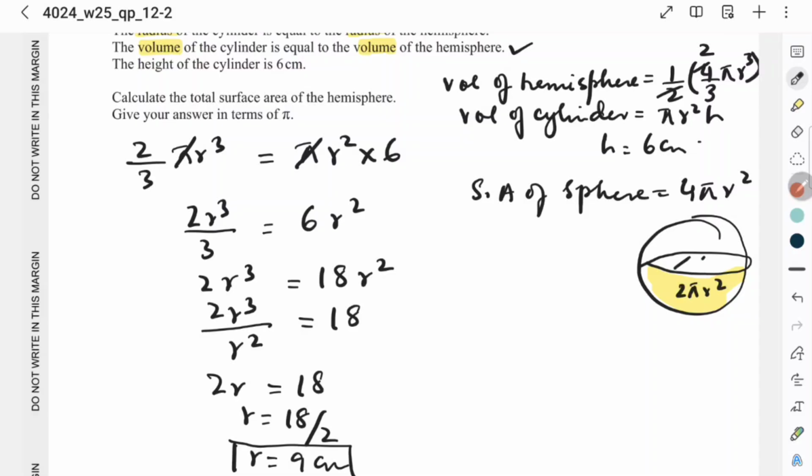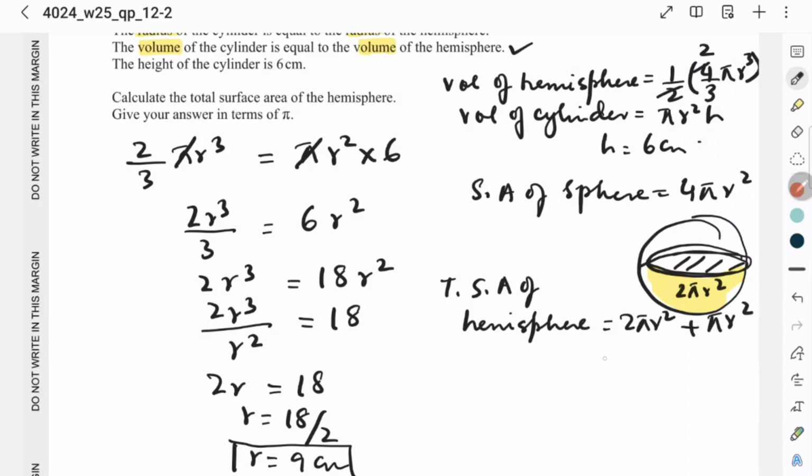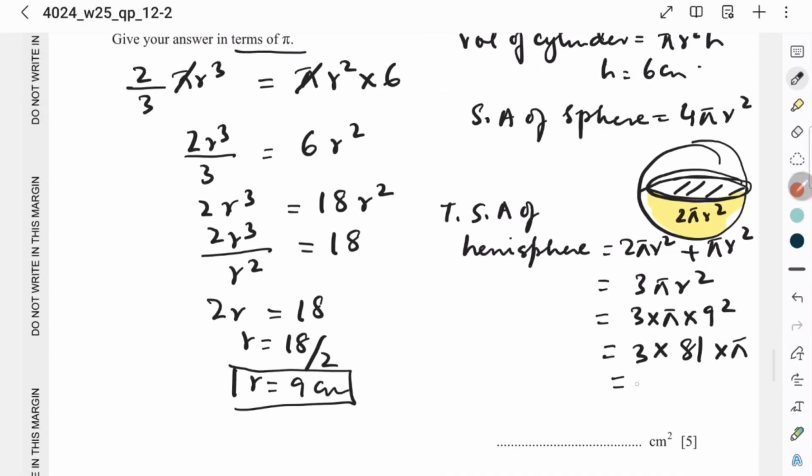But you have the top as well, so that is also a circle, which is equal to pi r square. So the total surface area of the hemisphere is equal to 2 pi r square and one more pi r square, which is at the top. So that is equal to 3 pi r square, and r is 9. 3 pi into 9 square, and you know that we have to give the answer in terms of pi. So 3 into 81 into pi, and 3 times 81 is 3 ones are 3, 3 eights are 24, 243 pi. Alright, go to the next question.